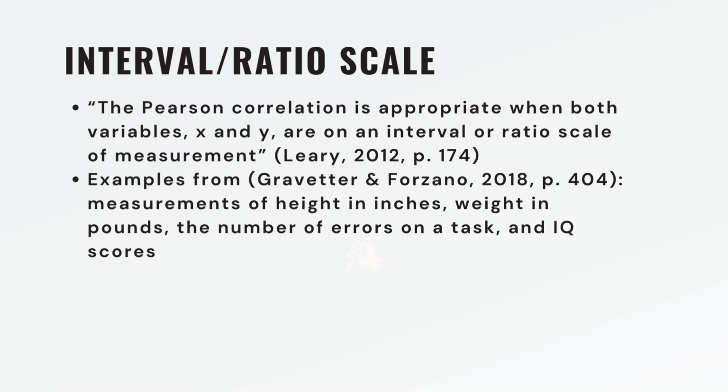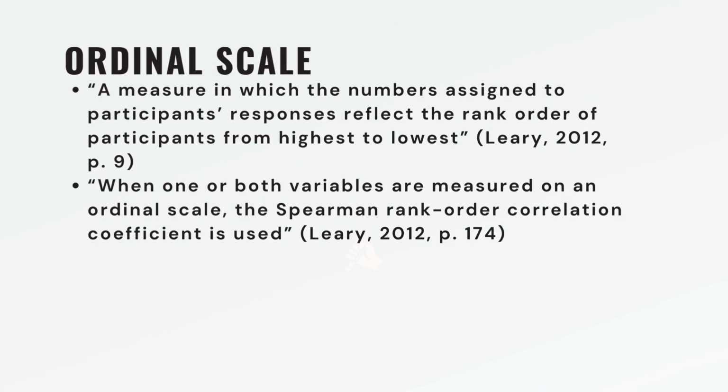Leary reported that the Pearson correlation is appropriate when both variables, x and y, are on an interval or ratio scale of measurement, as most variables studied by behavioral researchers are. Examples from Graziano and Raulin include measurements of height in inches, weight in pounds, the number of errors on a task, and IQ scores. Second is the ordinal scale.